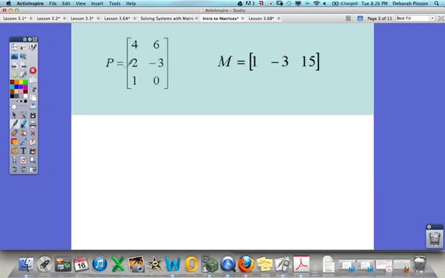So here are a couple of matrices. If you look at this one, you'll see it's a 3 by 2. It's a 3 by 2 matrix. If you look at this one, it's a 1 by 3. 1 row, 3 columns. So make sure you name them correctly.